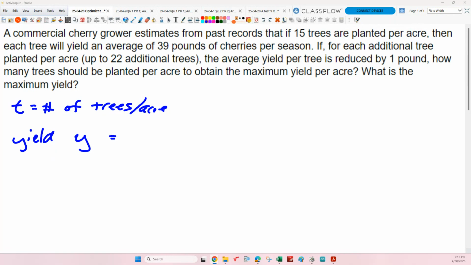But we don't want to do this. We're not just going to plug in individual values. We want to write a function here. So if T is the number of trees, Y as a function of T is going to equal T times what? How are we going to say this part? We want to multiply the number of trees times the yield per tree, which is given to us by this information right here.